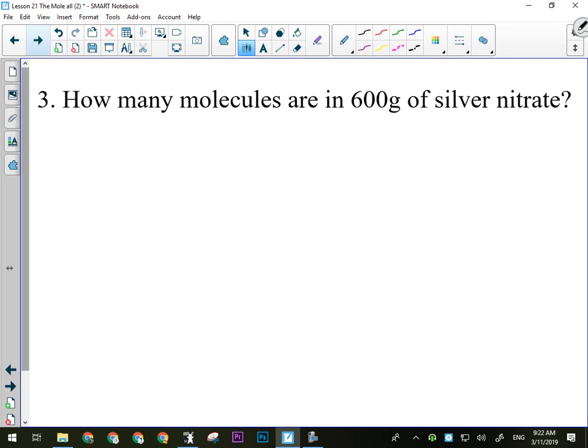All right, so write this one down. How many molecules are in 600 grams of silver nitrate? So now we're being asked to calculate the number of particles, in this case molecules, because it's a compound.